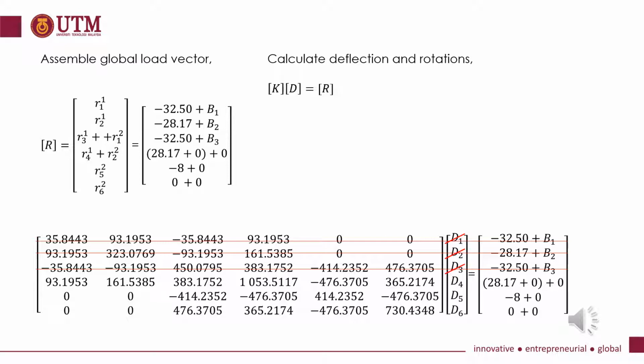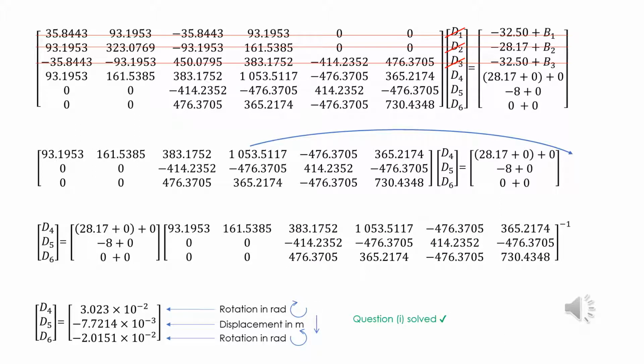By imposing the essential boundary conditions, the equation is reduced to D4, D5, and D6 only. Then, to find the deflection, rearrange the formula so that deflection is equal to the inverse of the global stiffness matrix multiplied by the load vector. So, we get the answer for question 1.